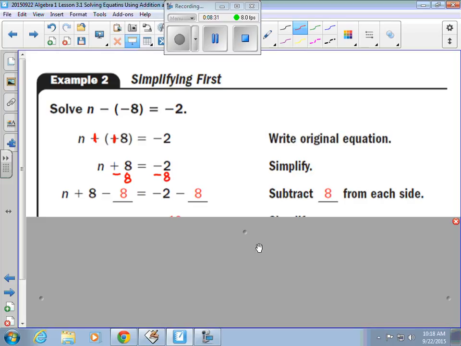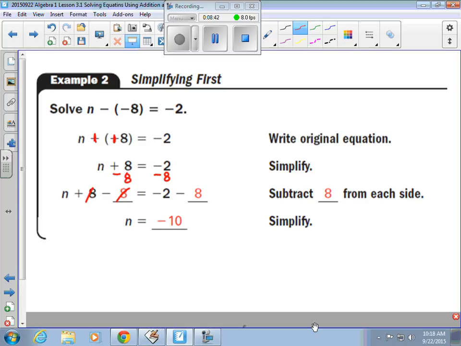To subtract 8 on both sides, it cancels out here and leaves you with just n. Negative 2 minus 8, same signs, add them up. 2 plus 8 is 10. Keep the common sign negative. N is negative 10.